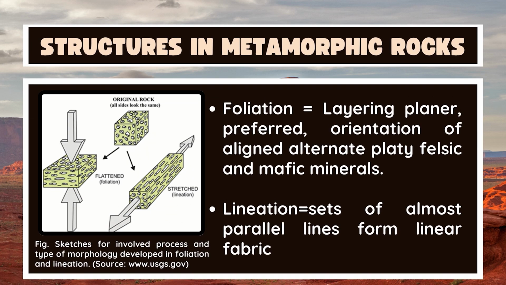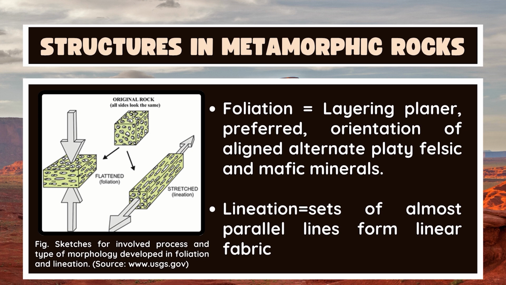Structures in metamorphic rocks. First, foliation, which is layering, a planar preferred orientation of aligned, alternate platy felsic and mafic minerals that forms foliation. Whereas number 2, lineation, the sets of almost parallel lines that form a linear fabric. Here I am showing you slaty cleavage, granulation cleavage and fracture cleavage, termed as foliation, in this diagram. In this diagram you see sketches for the involved process and types of morphology developed in foliation and lineation.